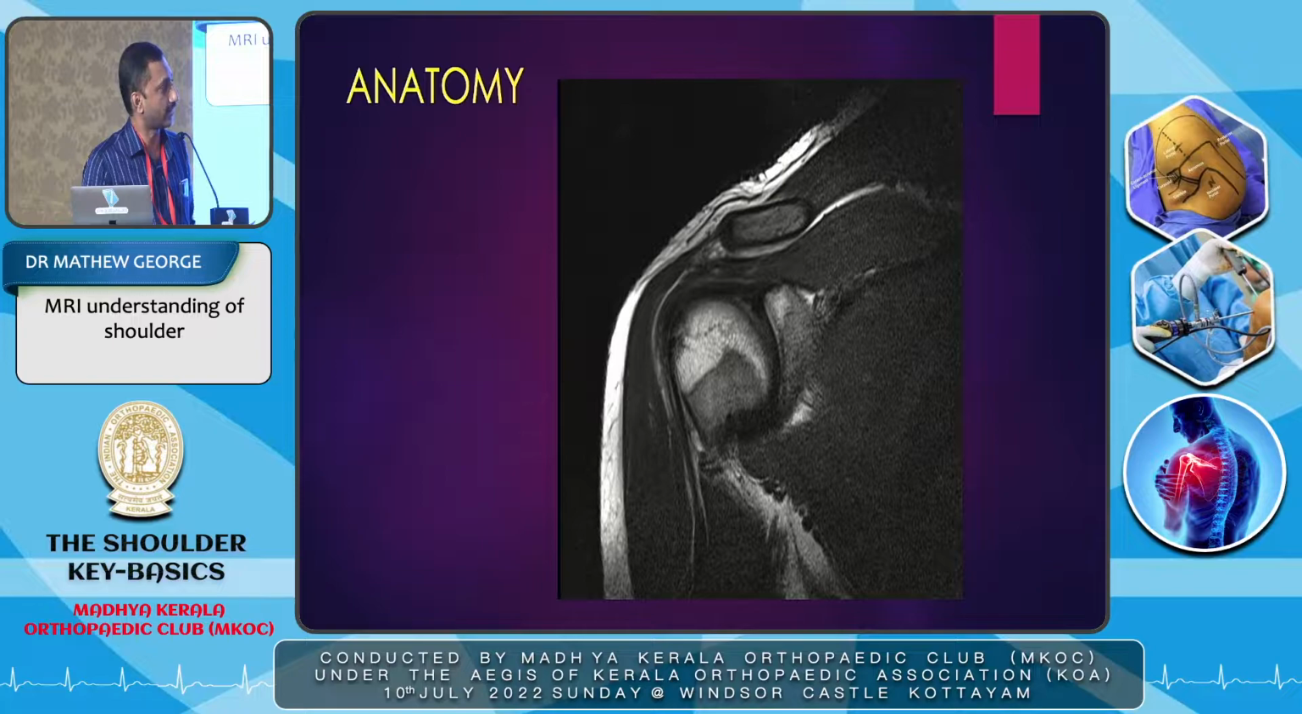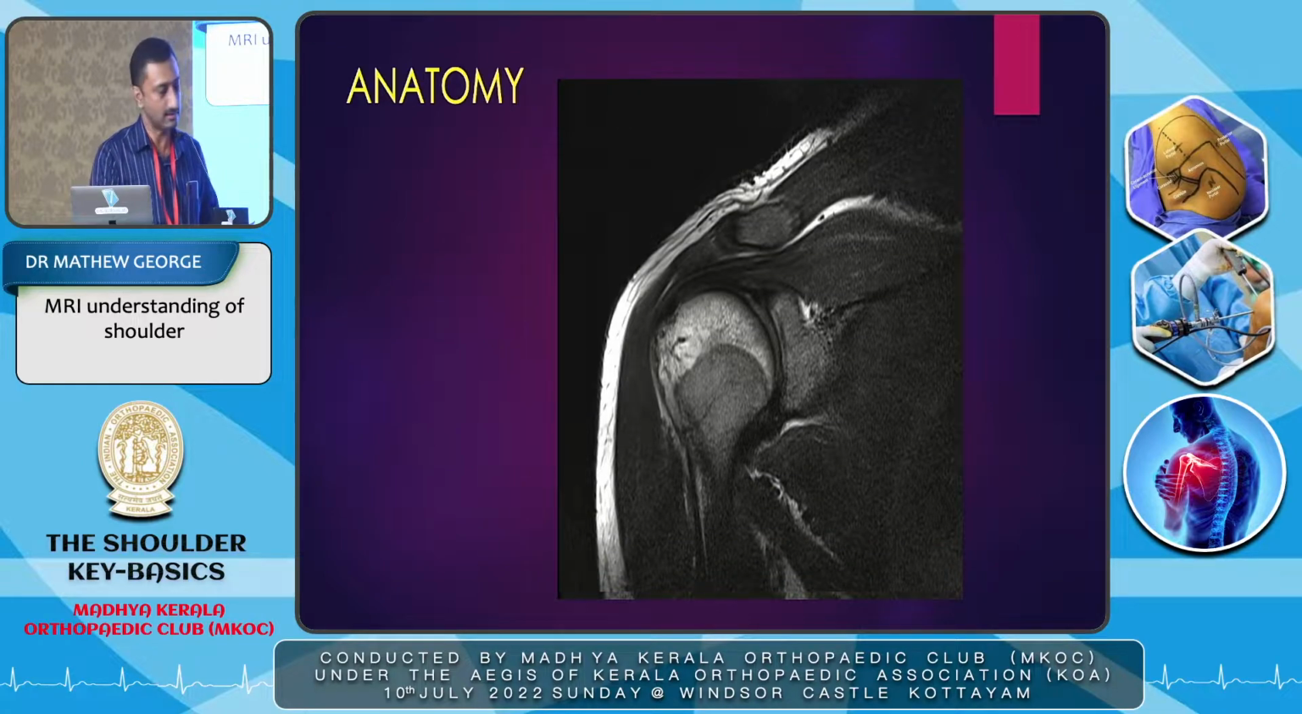That's the long head of the biceps tendon. It is seen as a hypointense, black, cord-like structure, which curves around the humeral head and attaches to the superior glenoid. And at that point itself, you can see a black triangular structure, that is the superior labrum. And okay, in the next image, you can see this cigar-shaped muscle.